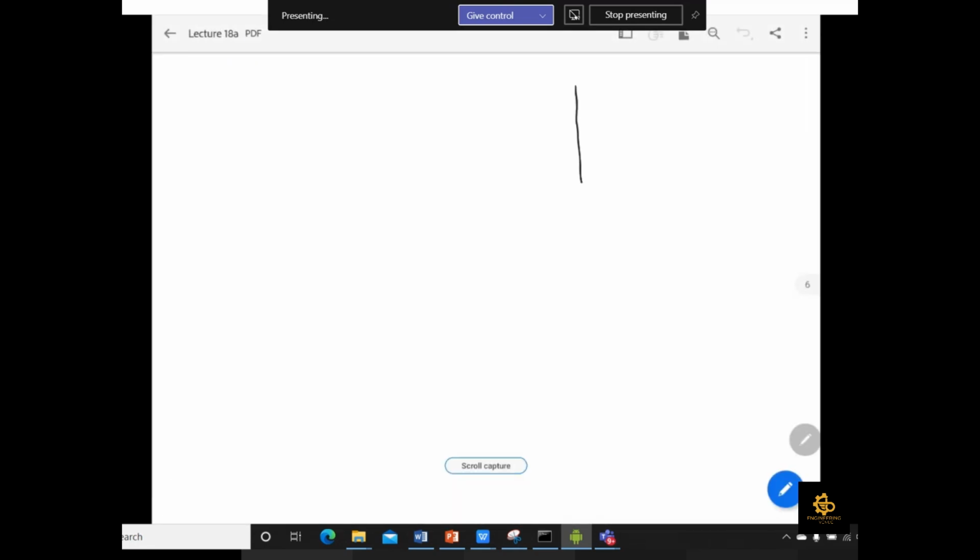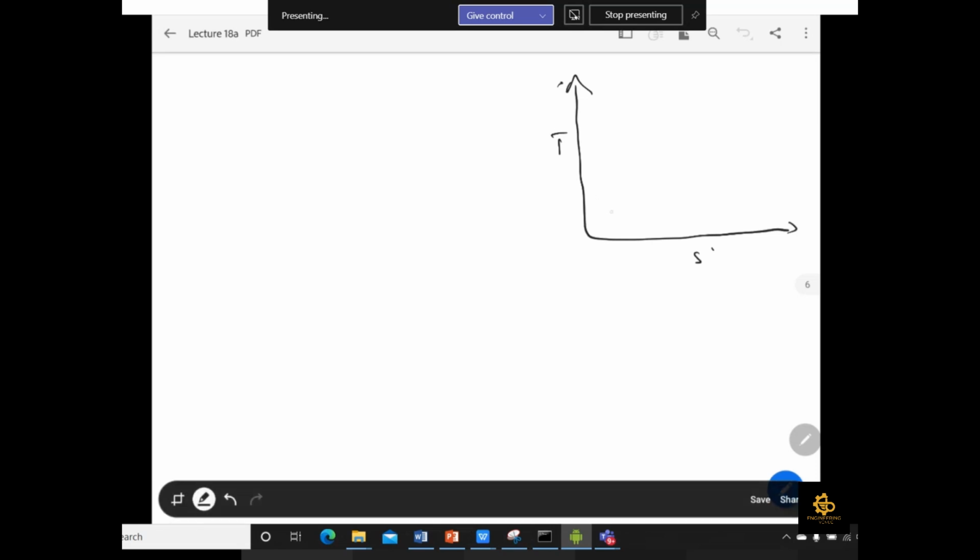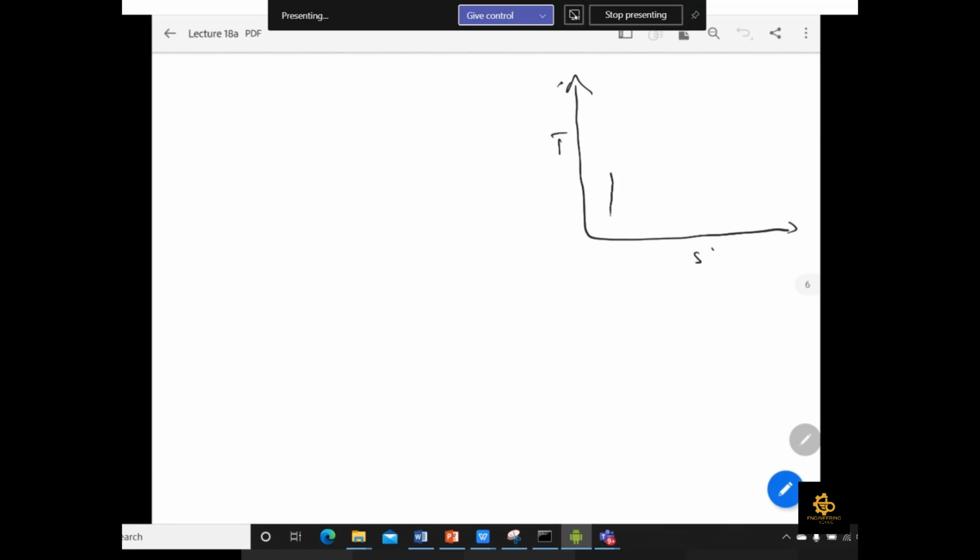Okay, so I will quickly draw the TS diagram first. An important thing is that whenever you have to solve, make sure that you make a correct TS diagram. Otherwise it will be very difficult to solve it correctly.